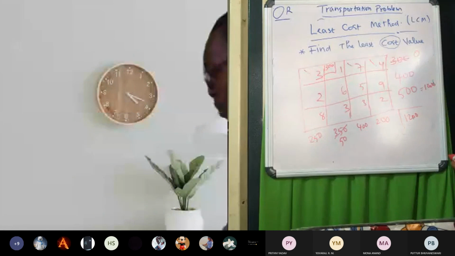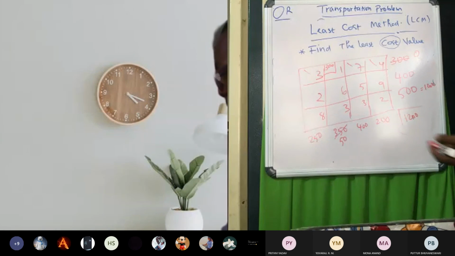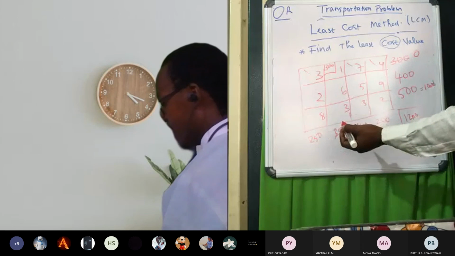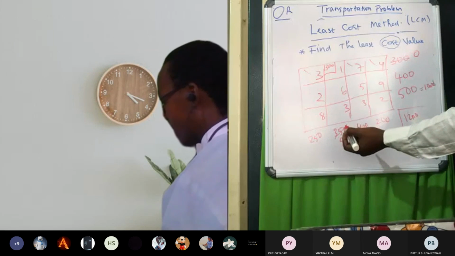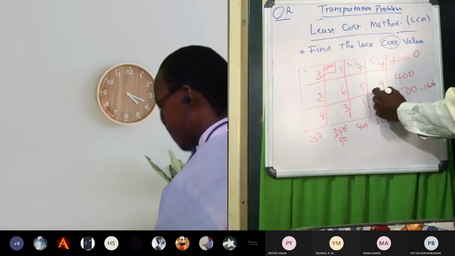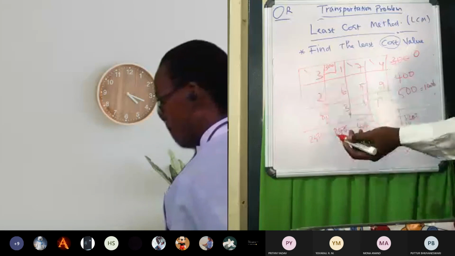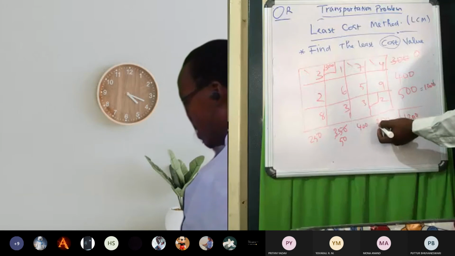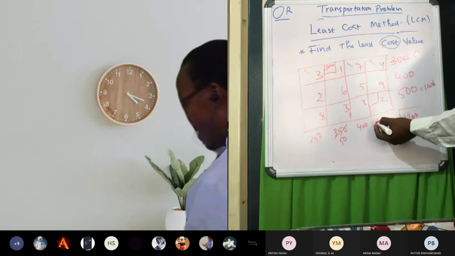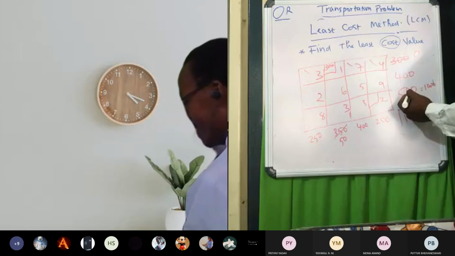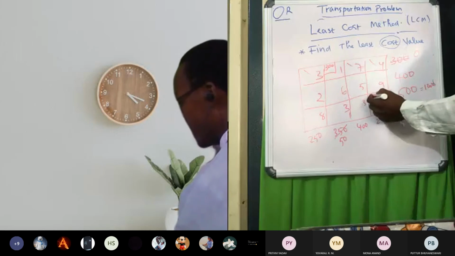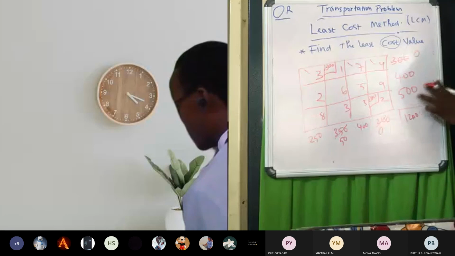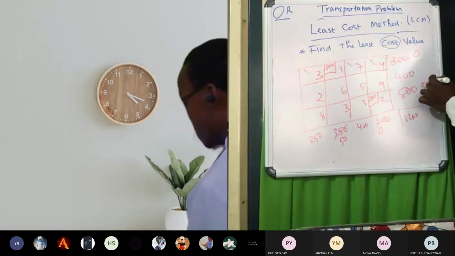Next, what is the second row? We have again a tie, this one here and this one here. You select any, no problem. Okay, let me select this one. You get the final answer either way. Which is the least one? The least is 200, right? 200 is the least between the demand and the cost. This is going to be 0, and this is going to be 300.